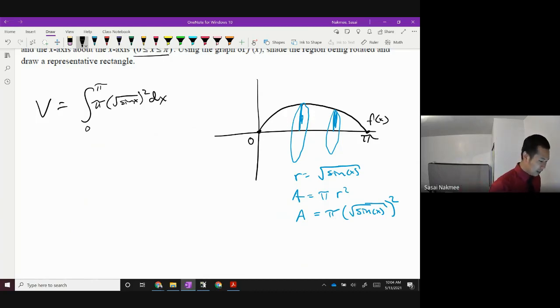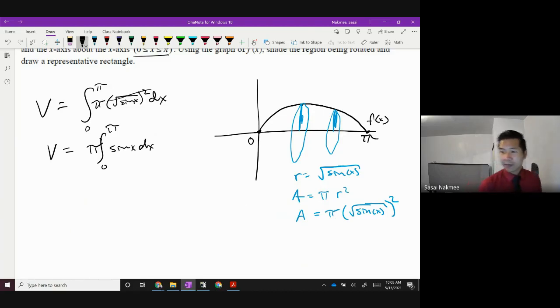To calculate this real quick, let's go ahead and simplify this. I'm going to take the pi and put it out in front because it's a coefficient. This is going to go from 0 to pi, of course, of the square root of sine squared. I hope you guys see that the square root and the square are going to cancel out. I'm left with just sine of x dx.